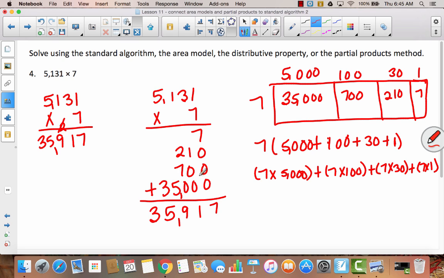So I've already said this once, but I'm going to say it again. You did not have to do all of these ways. This word "or" tells you only had to choose one way. So it was perfectly okay if you only did standard algorithm.